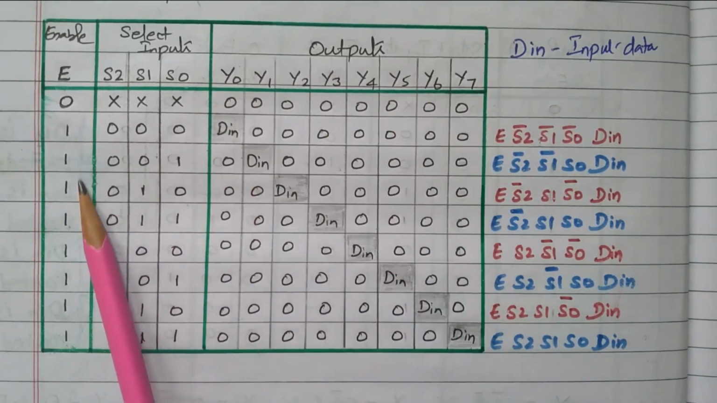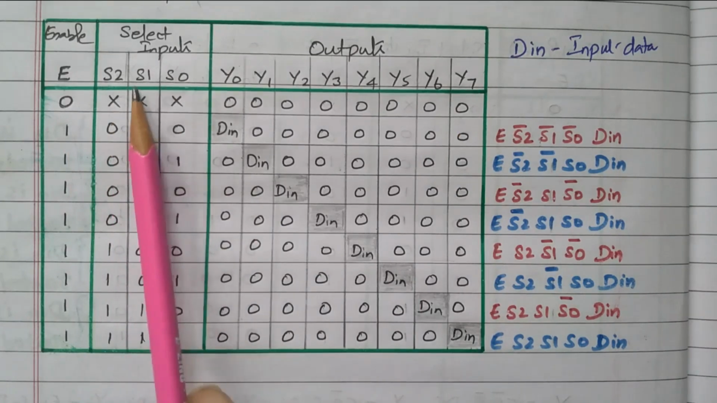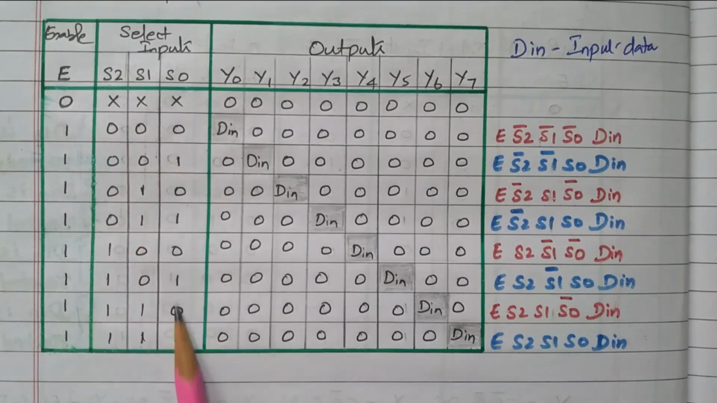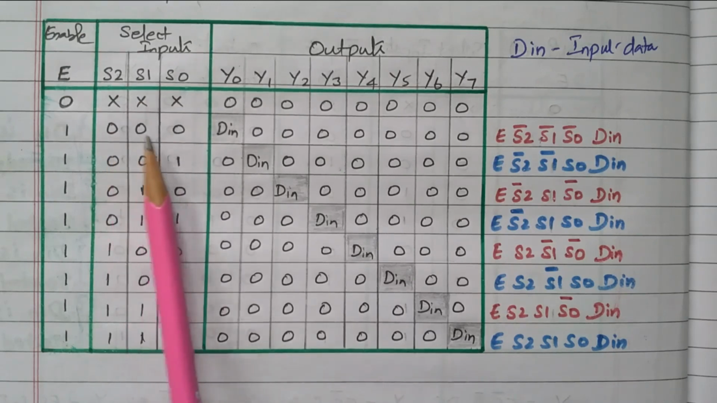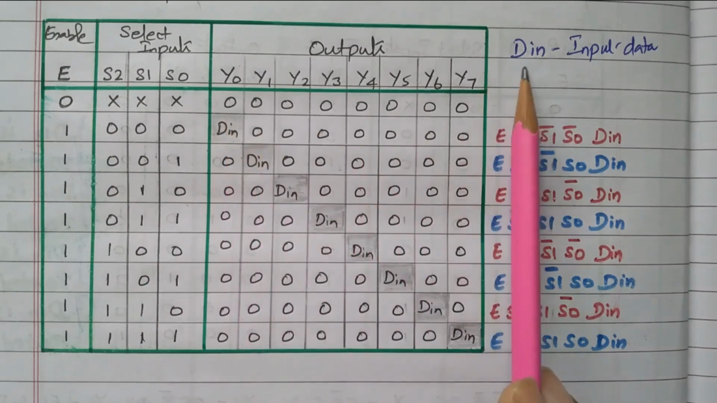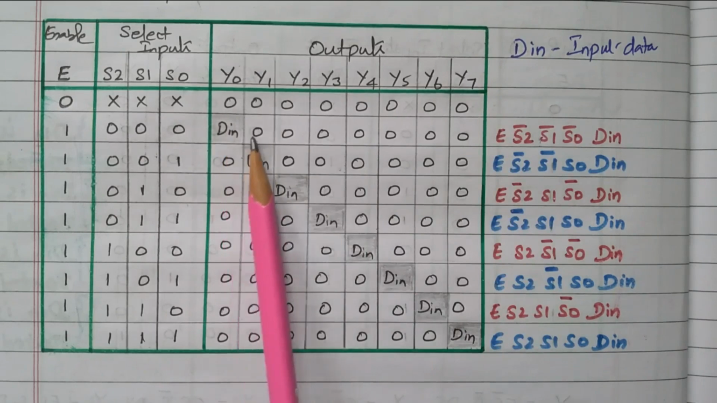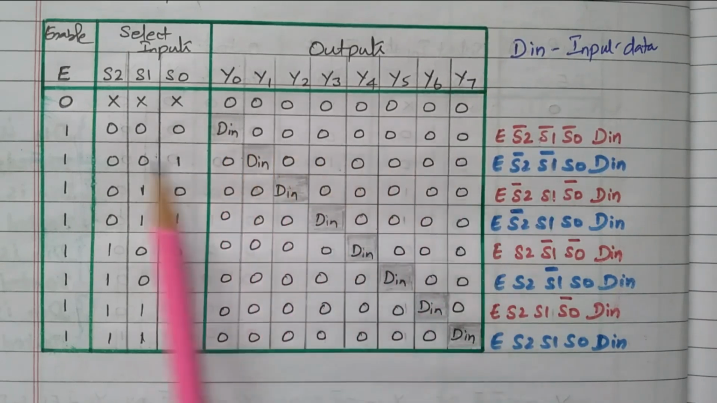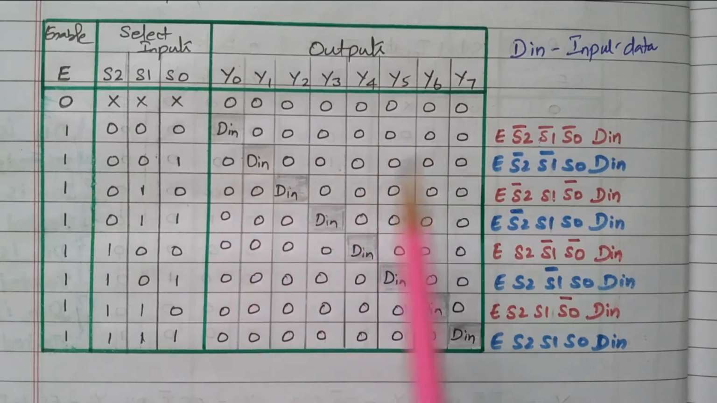Suppose enable is 1, for other cases the enable is 1, that is, the circuit is now activated. So here the selection line having 3 inputs, so 8 combinations will be available, 2 to the power 3, 8 combinations are there. 0, 0, 0 means this is the input data DIN, the input data available in the first position, the remainings are 0, right. For the combination 0, 0, 0, the data is available in the first position, the remainings are 0.